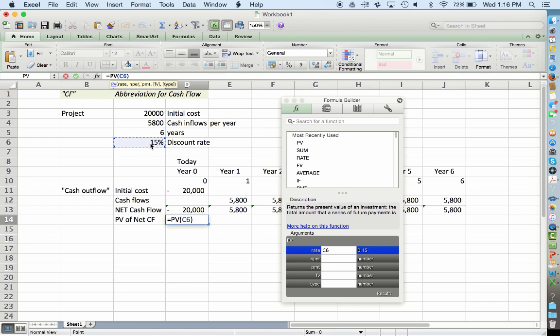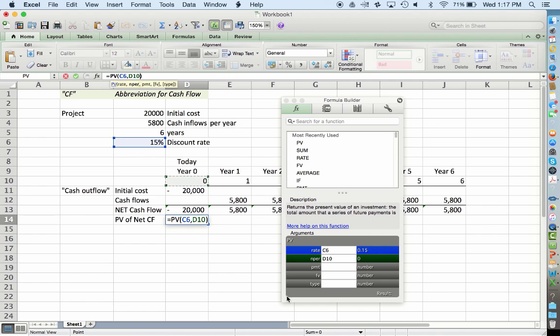For the number of periods, I'm going to go up to the 0 that I entered as a value, because that cash flow, the number of periods that I'm going to discount it is 0, because it's already in today's dollars. But I like to be consistent. I like to be methodical. So I'm building my formula.